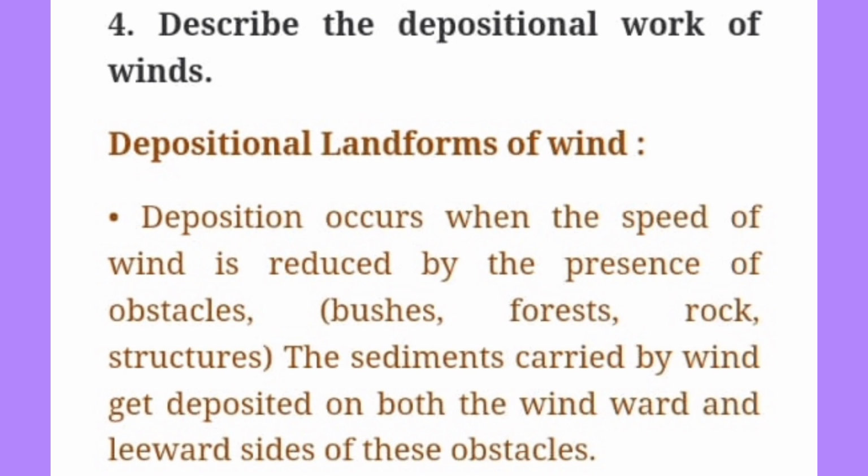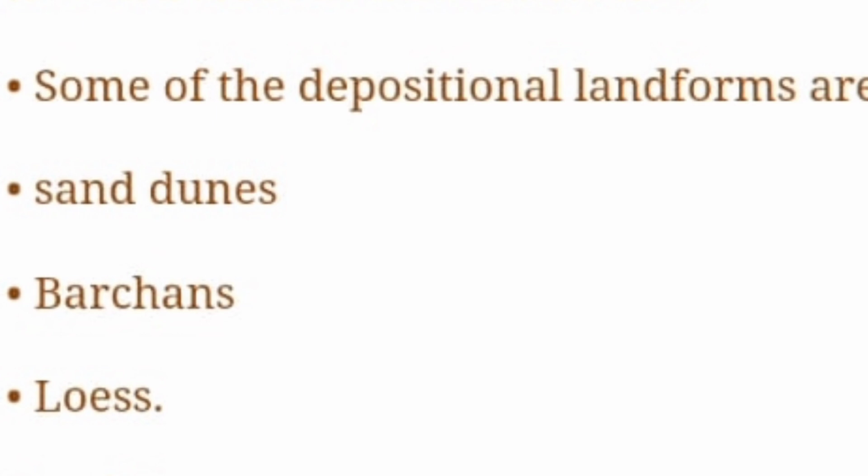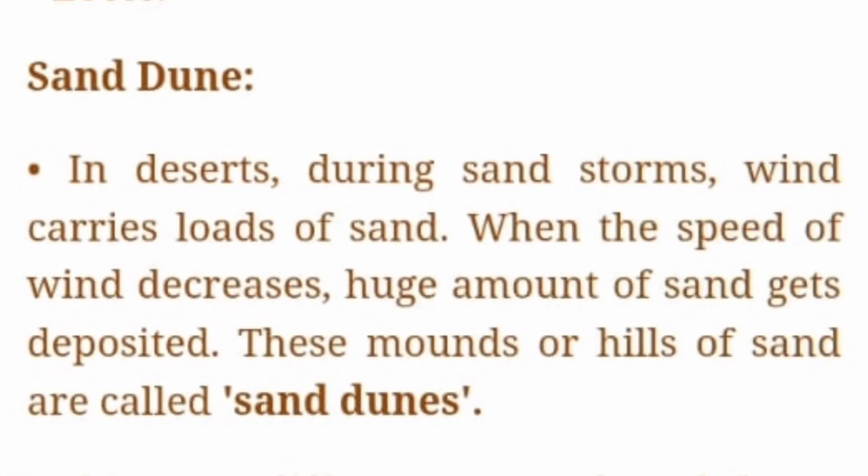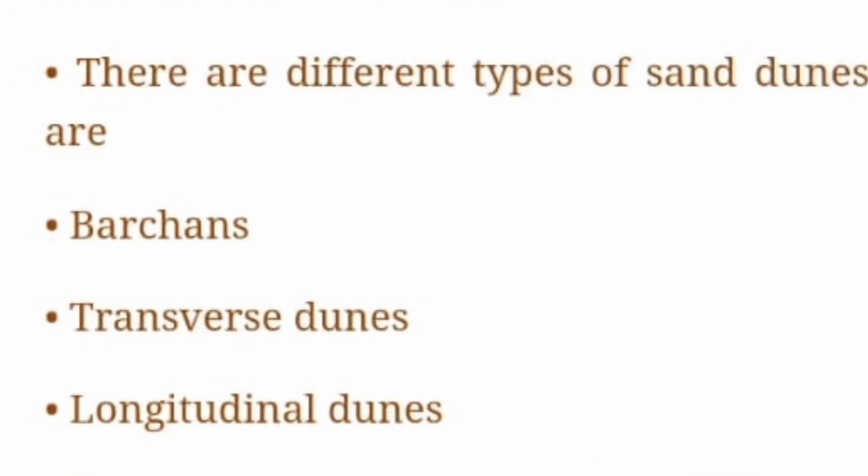Fourth question, describe the depositional work of winds. Depositional landforms of wind: deposition occurs when the speed of wind is reduced by the presence of obstacles such as forest or rock structure. The sediments carried by wind get deposited on both the windward and leeward sides of these obstacles. Some of the depositional landforms are sand dunes, barchans and loess. Sand dunes: in deserts during sandstorms, wind carries loads of sand. When the speed of wind decreases, a huge amount of sand gets deposited. These mounds or hills of sand are called sand dunes.